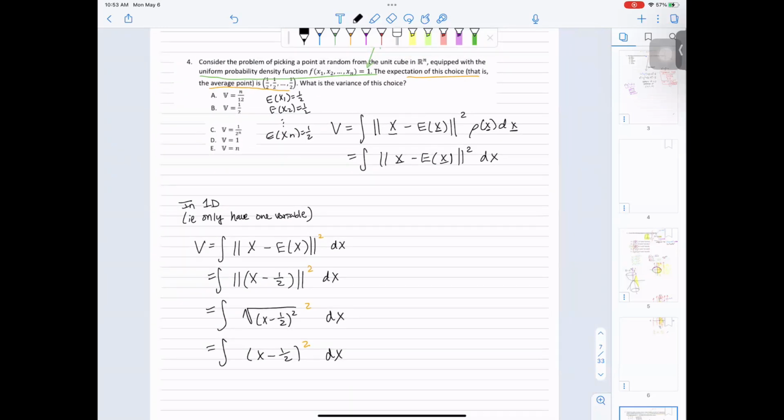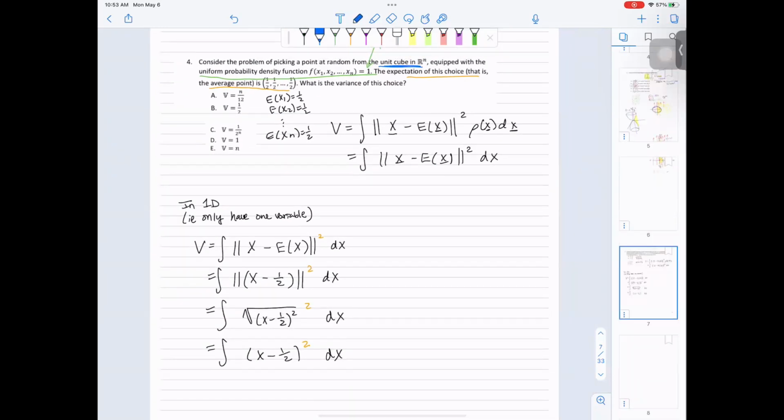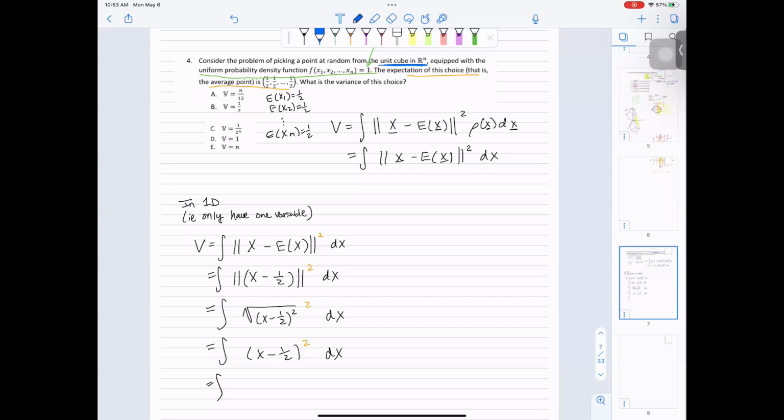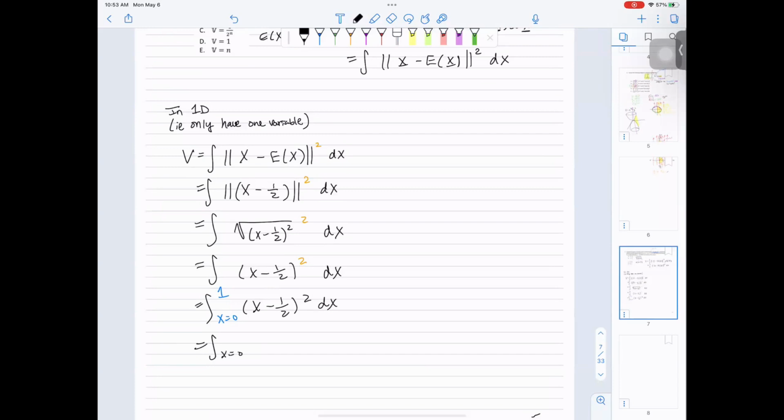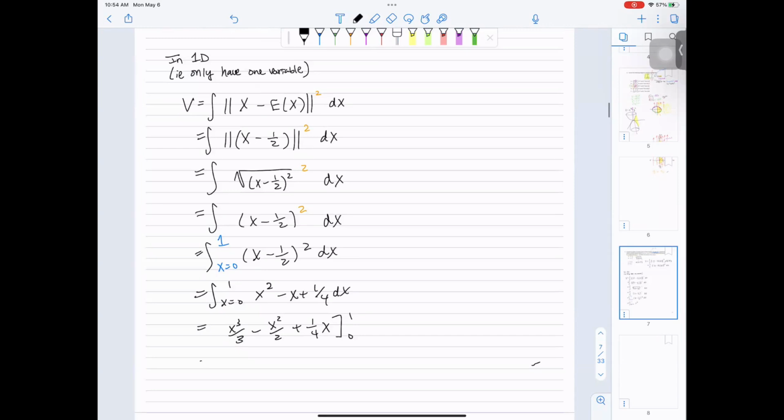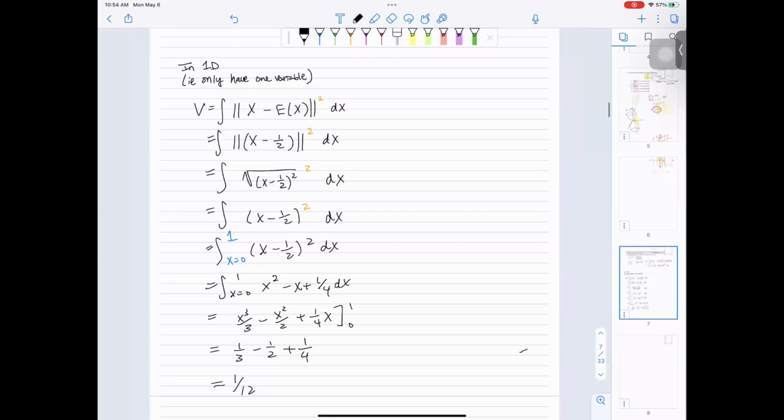What are my bounds for this question? They tell me that I have a unit cube. So that means that x goes from 0 to 1. Unit cube is telling me my bounds. X minus 1/2 squared dx. Okay, let's quickly do this integration so that I could just show you what happens. x squared minus x plus 1/4 dx. So I get x cubed over 3 minus x squared over 2 plus 1/4 x from 0 to 1, which gives me 1/3 minus 1/2 plus 1/4. In other words, 1/12.